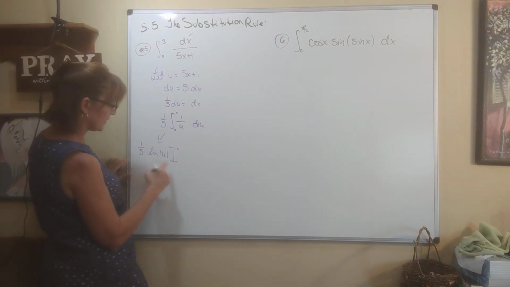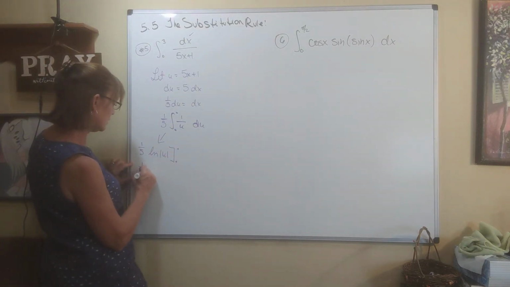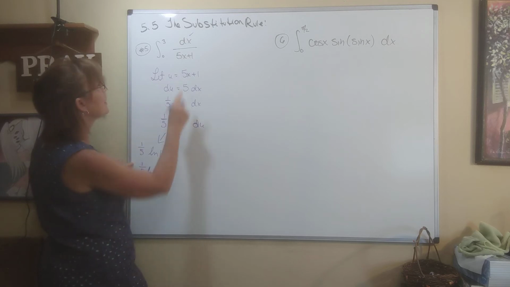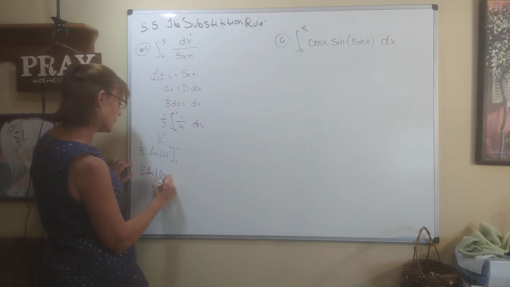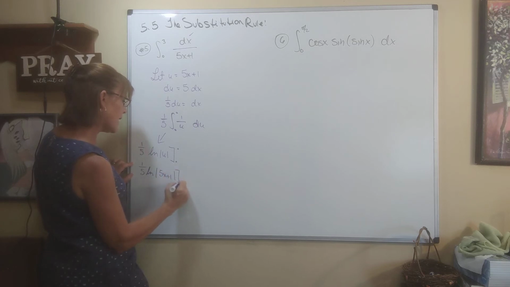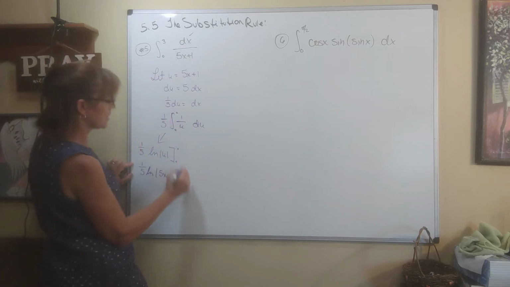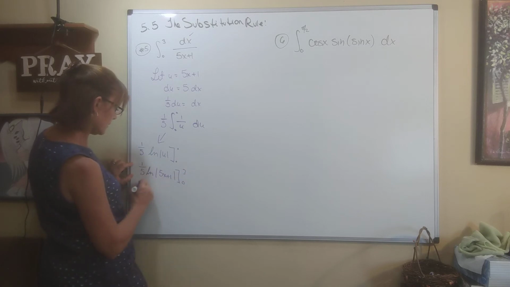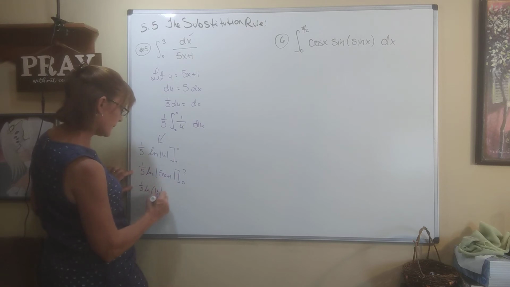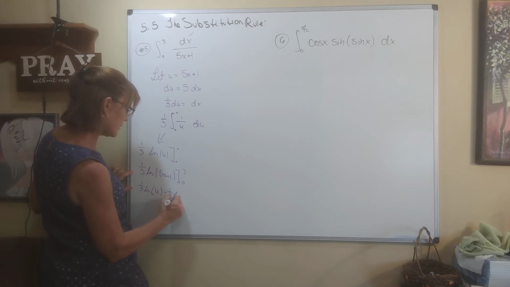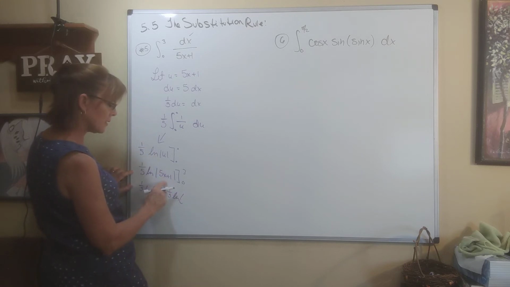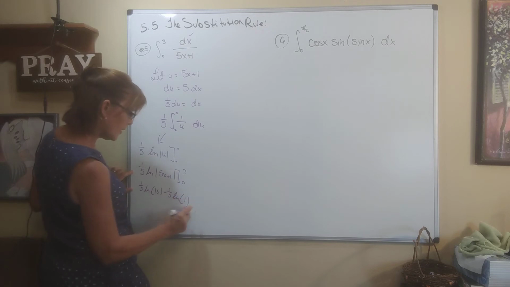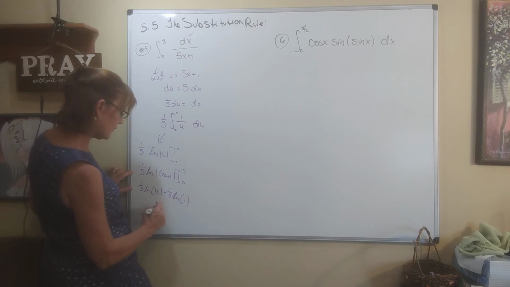Okay, these are my placeholders. Now I substitute in what u really was. This is the natural log of the absolute value of 5x plus 1. And now I put in my original limits, 0 to 3. All right, so this is 1/5 the natural log of 5 times 3, which is 15, plus 1, 16. Minus 1/5 the natural log of 5 times 0, which is 0, plus 1 is 1. Well, the natural log of 1 is 0, so I end up getting 1/5 the natural log of 16.